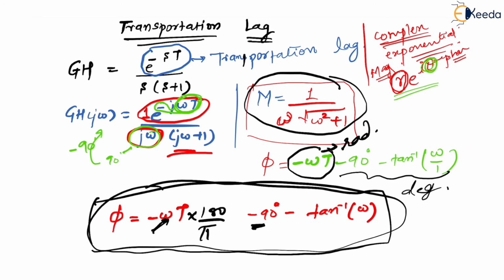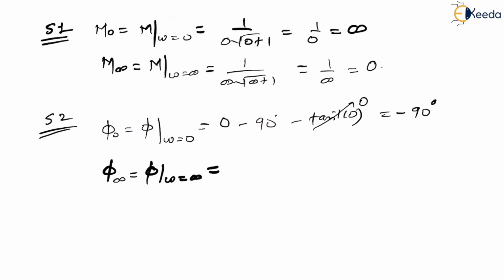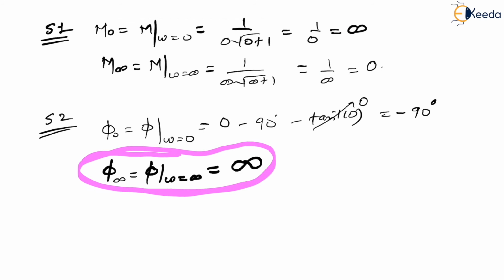Here is the problem. When you have this minus omega t, if you put omega equal to infinity, you get phi equal to infinity. Please mark this in pink or red, whatever you want. This is where the problem is, because the angle is infinity.